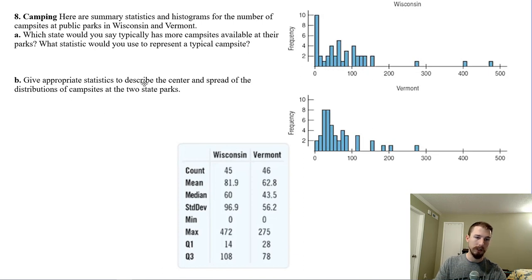Give the appropriate statistics to describe. And when we're asking for appropriate statistics, that means don't use mean and standard deviation when our data looks like this, right? That's what I mean when I'm saying appropriate. Describe the center and the spread of the distribution of the campsites. Okay, so for Wisconsin, our median was 60, and the interquartile range we're going to get by subtracting Q3 and Q1. So just subtract those two. And then for Vermont, our median is going to be 43.5 for the center, and the interquartile range again is going to be 50. Just subtract those two.